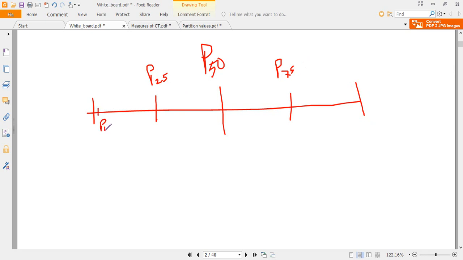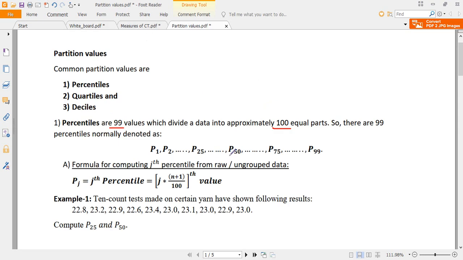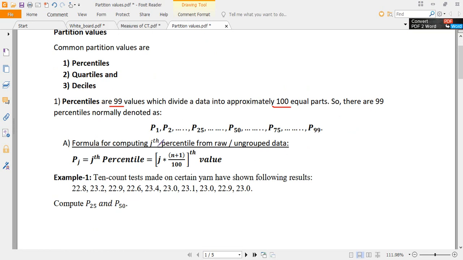So we can divide this data as 1%, 2%, P1, P2, up to P24, etc., and finally P99. Okay, so this is percentile. So we have 99 percentiles, that is P1, P2, P25, P50, etc., and P99. The formula for the jth percentile from raw or ungrouped data is: Pj equals j into (n plus 1) by 100 value. Okay, so we will see an example.